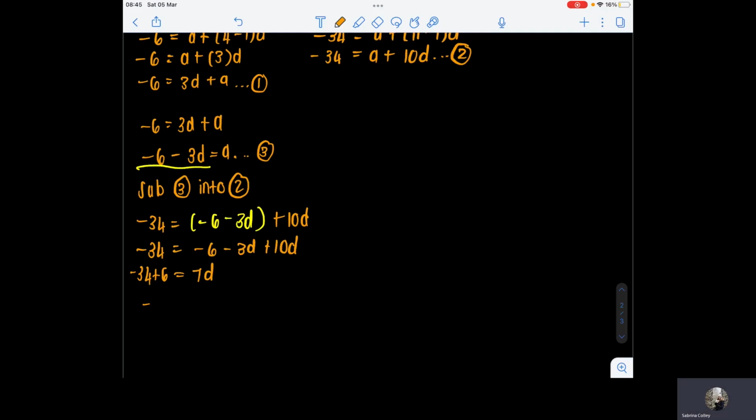Let's make sure. Yes, negative 28 equals 7d. Divide by 7 is going to give me a negative 4. So d is negative 4.